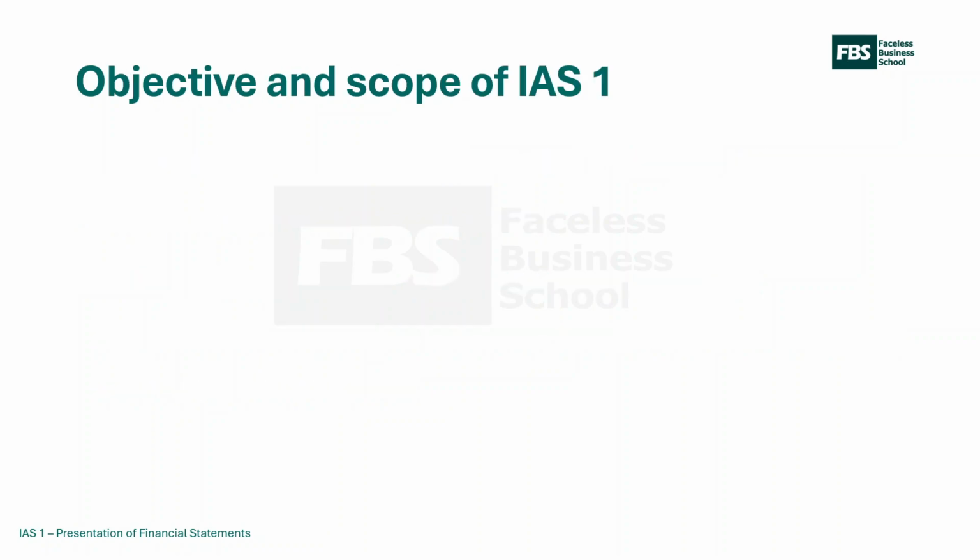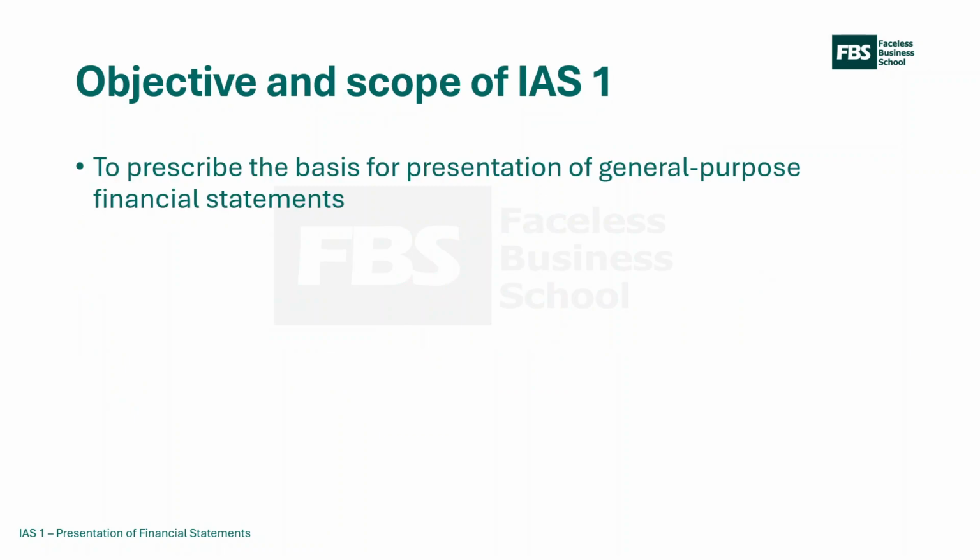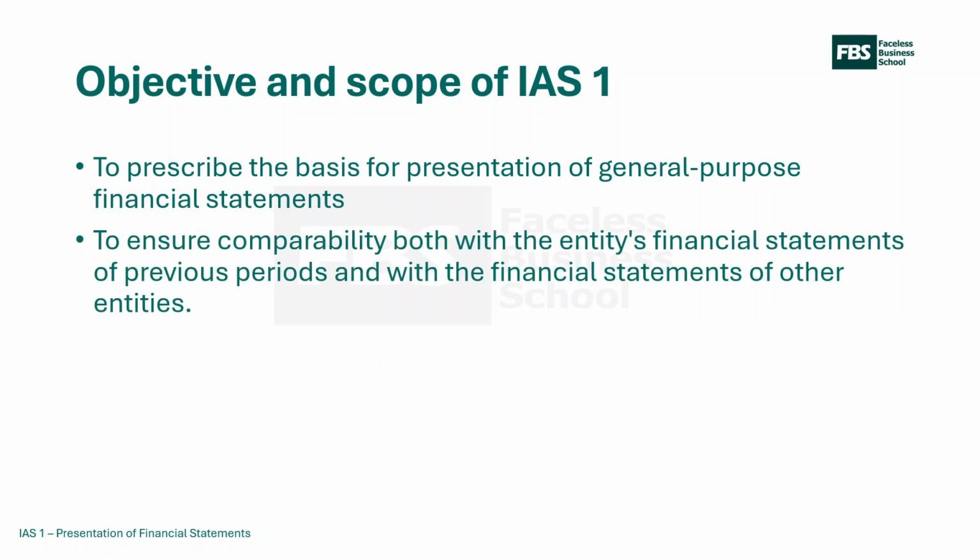Objective and scope of IAS 1. The objective of IAS 1 is to prescribe the basis for presentation of general purpose financial statements to ensure comparability with both the entity's financial statements of previous periods and with the financial statements of other entities. The overall requirements for the presentation of financial statements, guidelines for their structure, and minimum requirements for their content are set out in IAS 1.